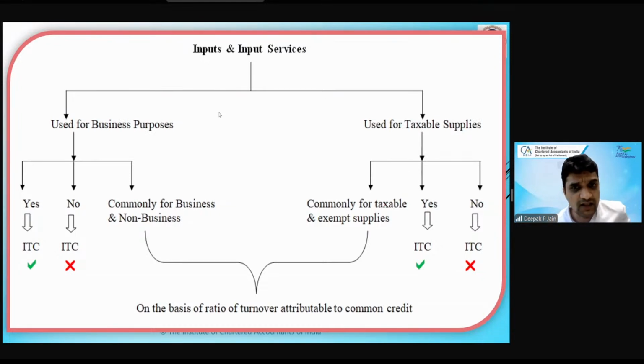If you are unregistered and buying taxable supplies, then also do we get ITC? No. If you are unregistered, then you don't get the credit. Only if you are registered, then you get the credit. Business purpose means you are registered. If unregistered and used for taxable supplies, no. If you are unregistered and using it for taxable supply, still credit will not be available because you are not registered. Okay.